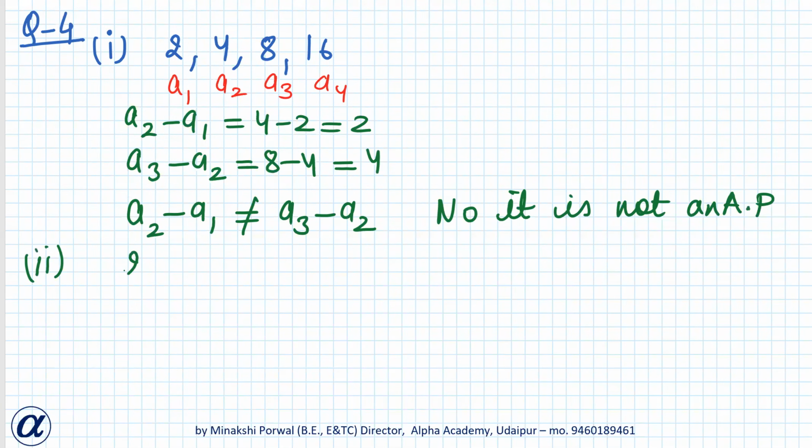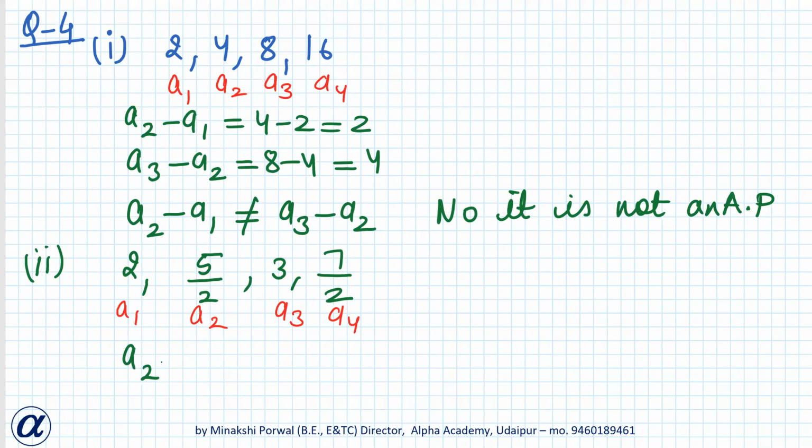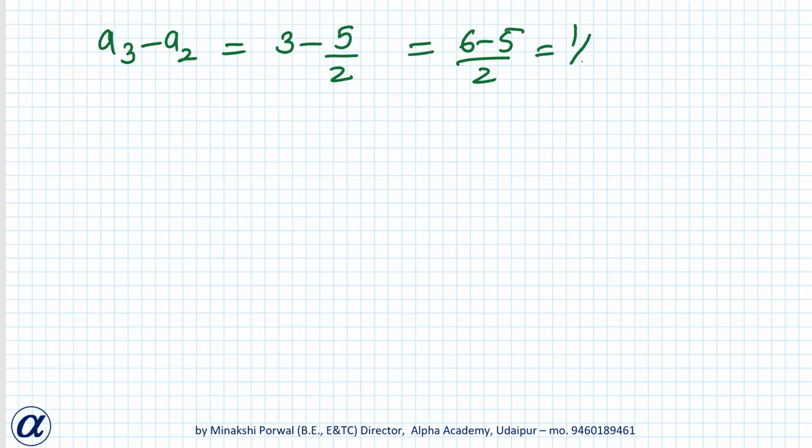Second part, 2, 5 by 2, 3, 7 by 2. This is A1, A2, A3 and A4. Okay. A2 minus A1, that is equal to 5 by 2 minus 2. So it is 5 minus 4 by 2, that is 1 by 2. Okay. Then A3 minus A2, that is equal to 3 minus 5 by 2. Okay, so that is equal to 6 minus 5 by 2, that is again 1 by 2.